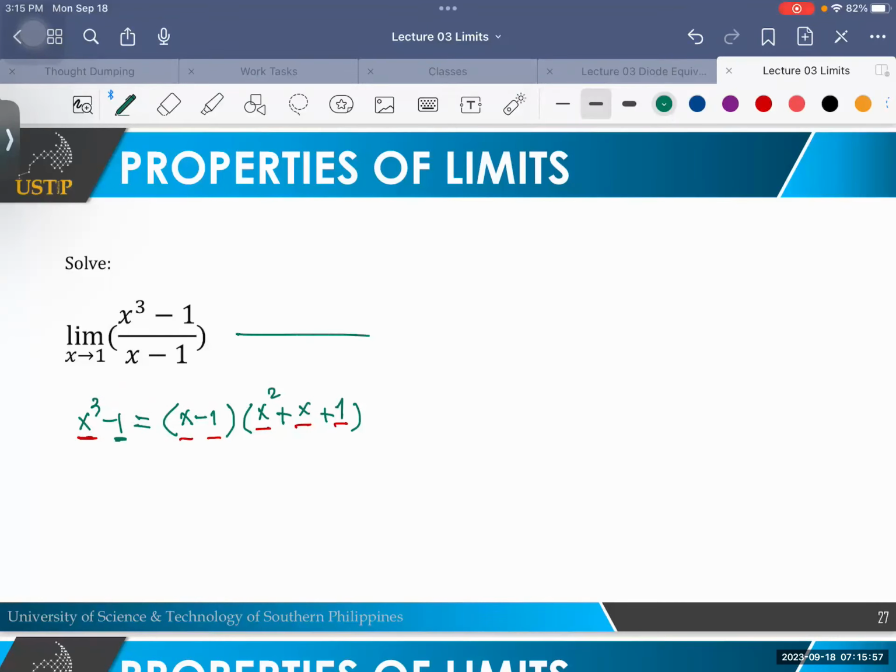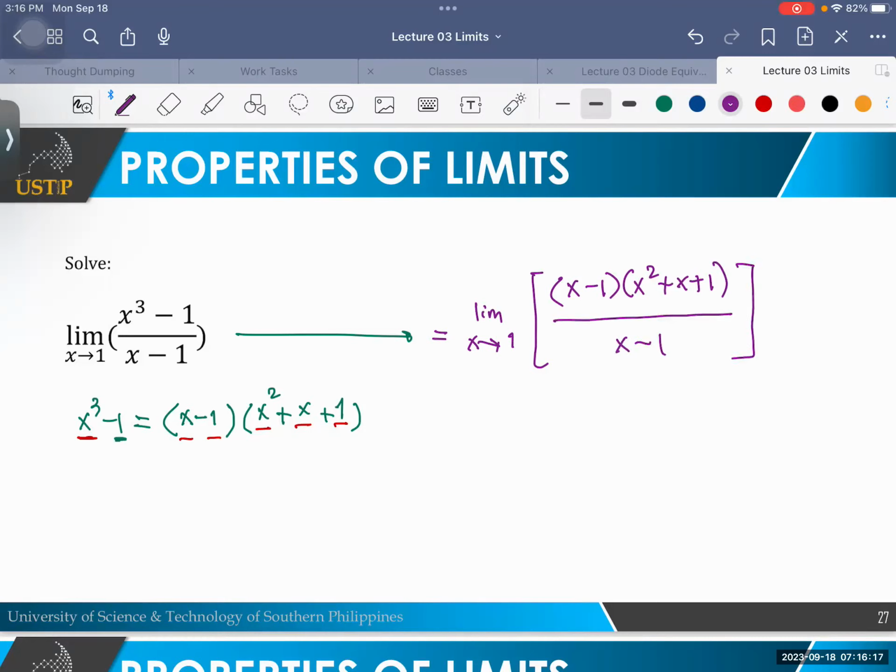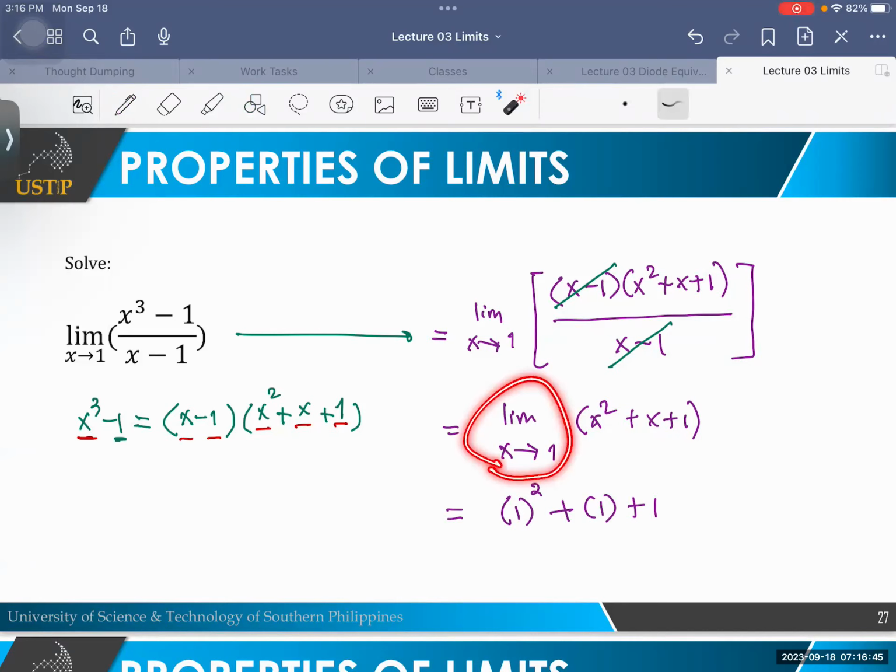So, after the factoring, let's rewrite. That is equal to the limit of the factor x minus 1 times x squared plus x plus 1. This is very important. You should know how to factor, otherwise you cannot simplify this function. Since it is the same, x minus 1 cancels. That leaves us with the limit of x squared plus x plus 1 as x approaches 1. Now we can direct substitute: 1 squared plus 1 plus 1. So you will get 3.